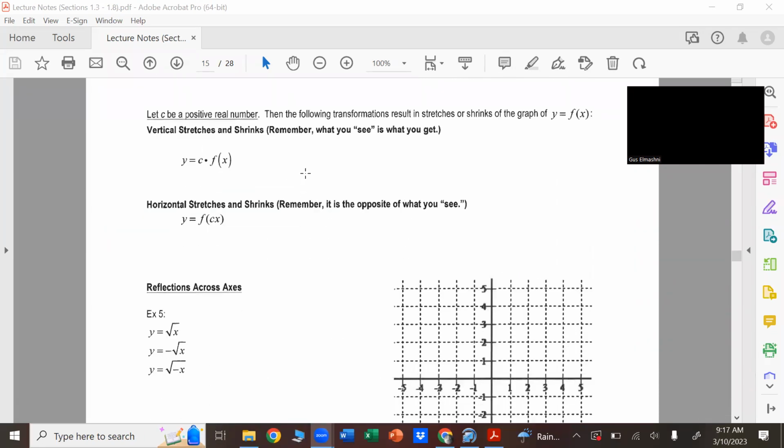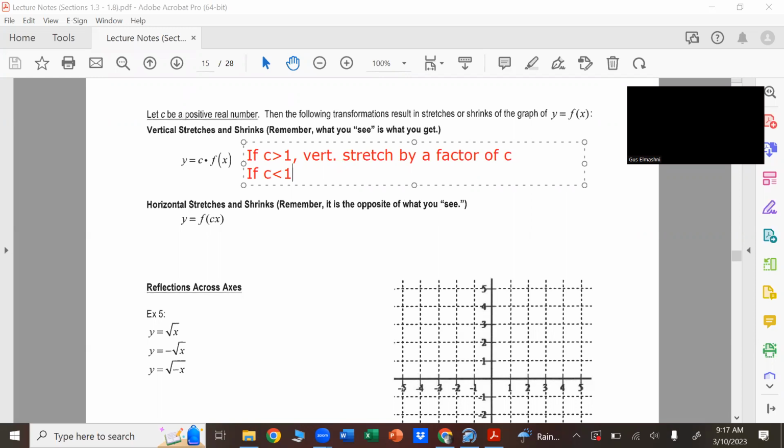Okay. So let's generalize this. Here's a generalization that happens. If C is bigger than 1, that is a vertical stretch by a factor of C. If C is between 0 and 1, then we say it's vertically shrunk.